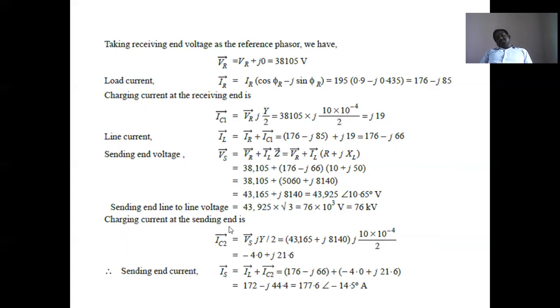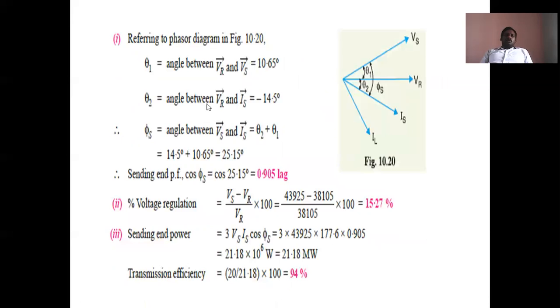And the charging current at the sending end, left side, IC2. So it is susceptance multiplied with the sending end voltage. So then it is like this. Sending end voltage is the per phase value. Sending end current IS bar is equal to IL plus IC2. Substituting like this. So then now calculate the sending end power factor.